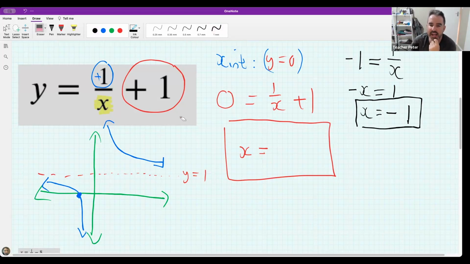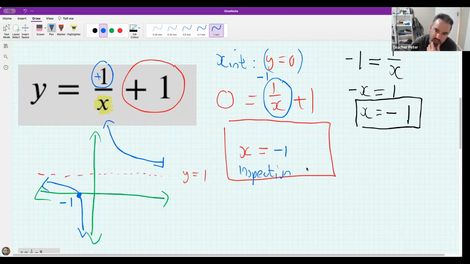So I get the value -1 for my x-intercept. You could have done it the long way like I did here, but you could also ask yourself, what does this value have to be so that something plus 1 gives you 0? This thing has to be minus 1. The only way this whole blue thing will be minus 1 is if x is minus 1. We call that by inspection. So you could do it by inspection, or you could do it by solving. Those are the two ways.